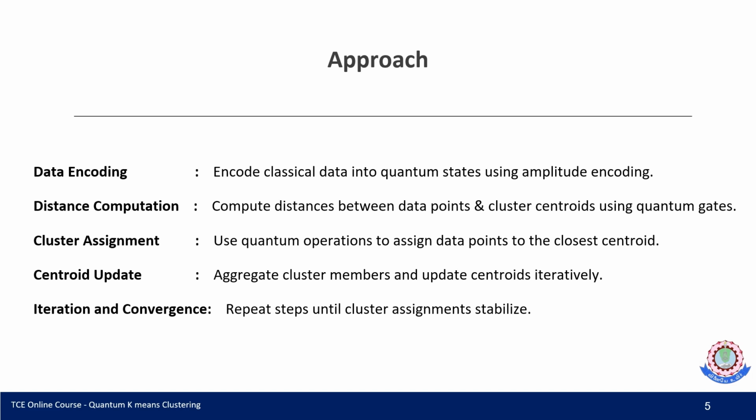Data encoding: encode classical data into quantum states using amplitude encoding. We have different kinds of encoding methods. Distance computation: compute distance between data points and centroids using quantum gates. Cluster assignment: use quantum operations to assign data points to the closest centroid. Centroid update: we are going to aggregate the cluster members and update the centroid frequently. Iteration and convergence: repeat the steps until the cluster assignments are stabilized.